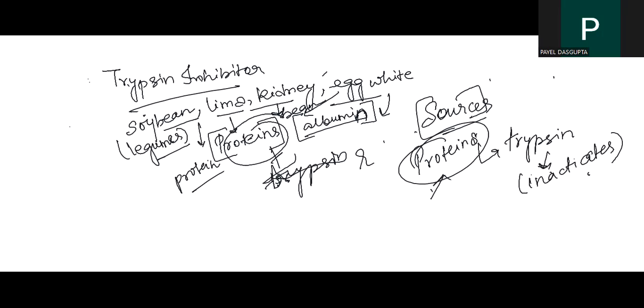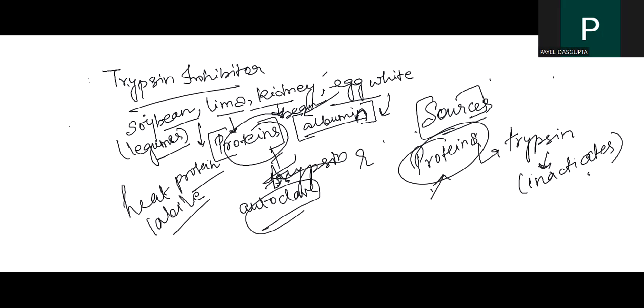Now the next one is heat lability. If you are autoclaving, the extent and ease of heat inactivation varies. They are heat labile, but if you autoclave, they will improve the utilization to a certain extent. Suppose you are autoclaving the soya bean, it will inactivate the trypsin inhibitor to a much greater extent.